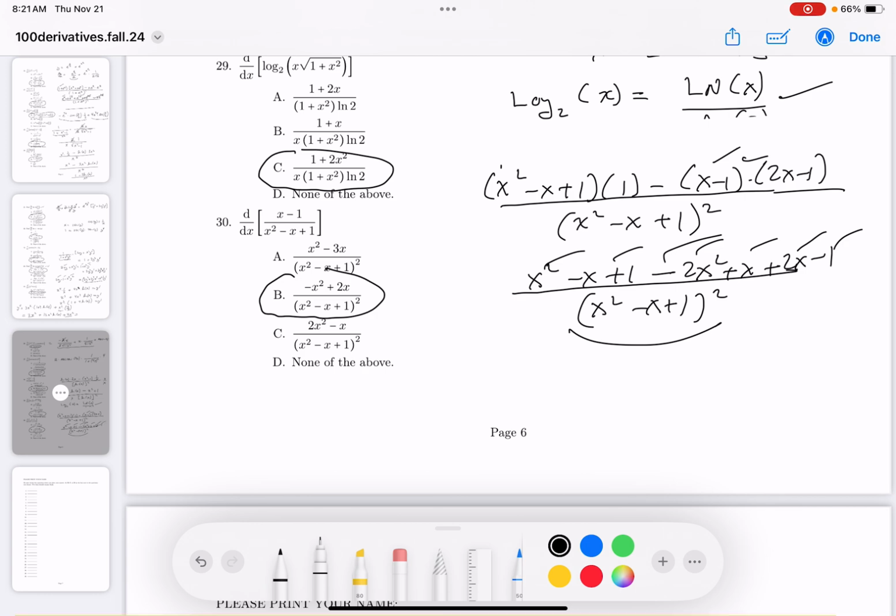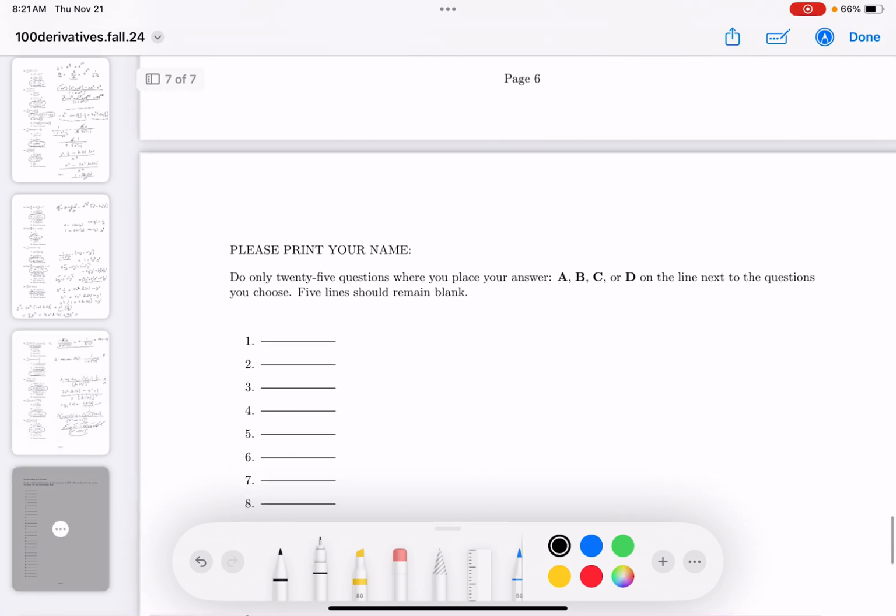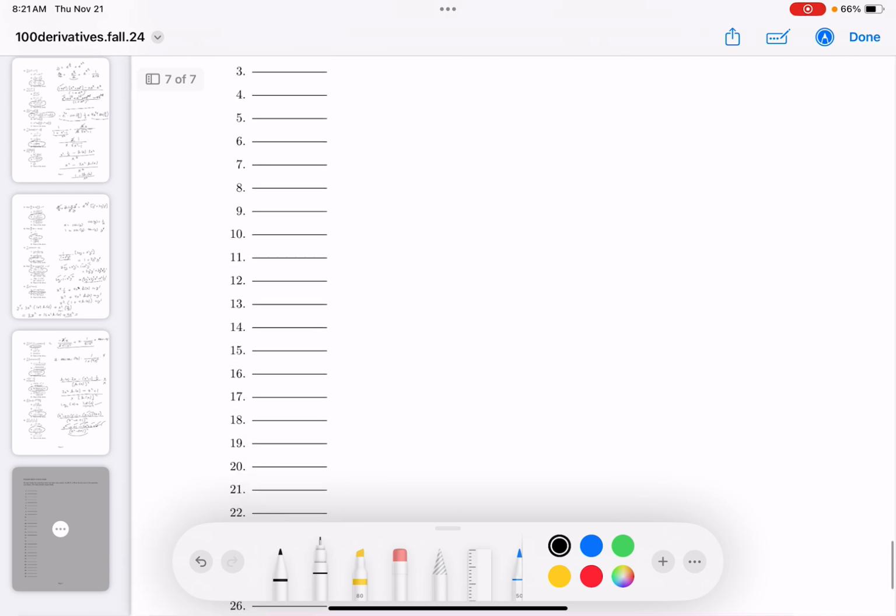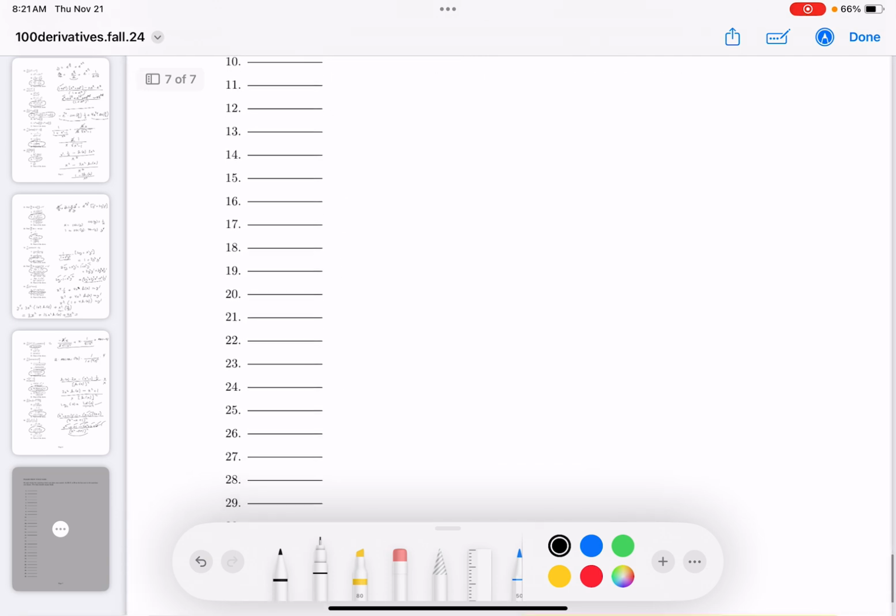And we're done. I know it's a long test. The thing about this one over here is that you're expected to do 25. This is your answer page over here, and the answer page should be filled out. Thank you.